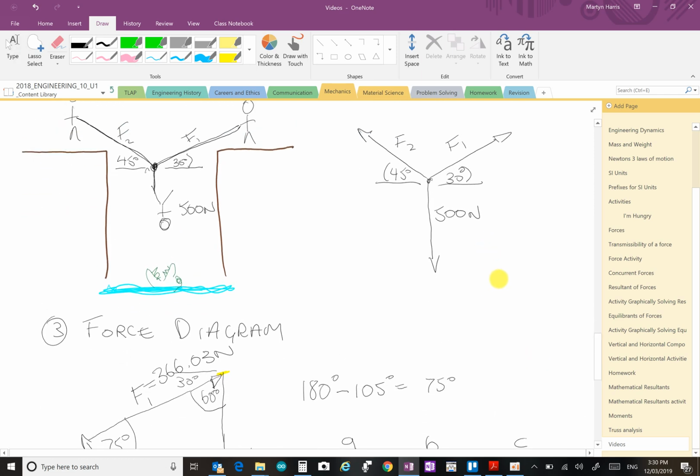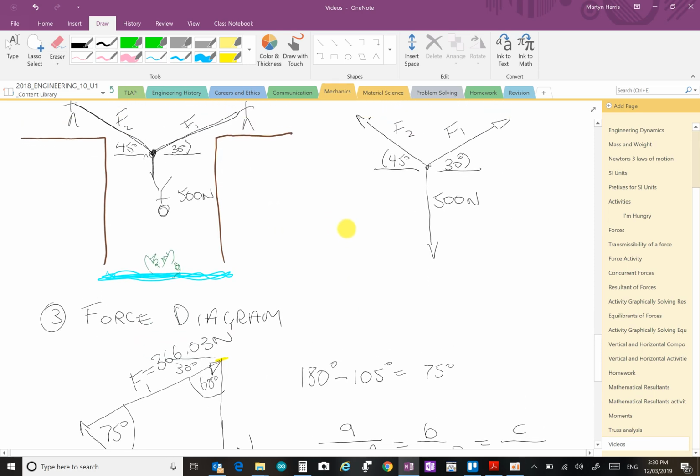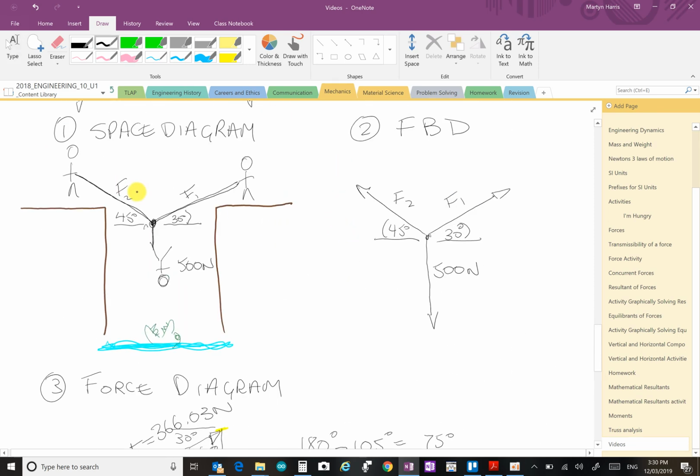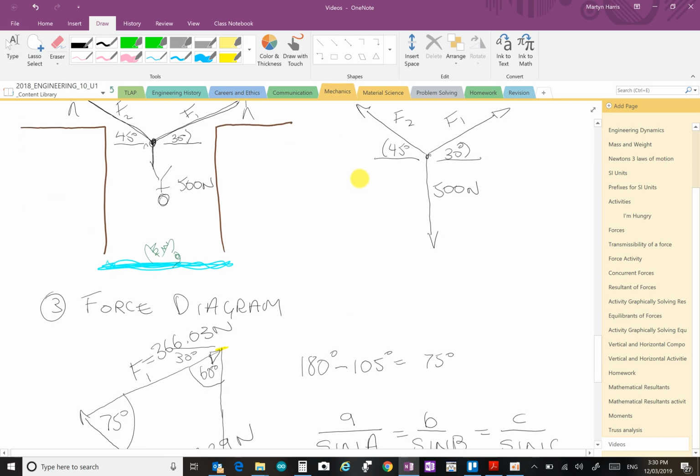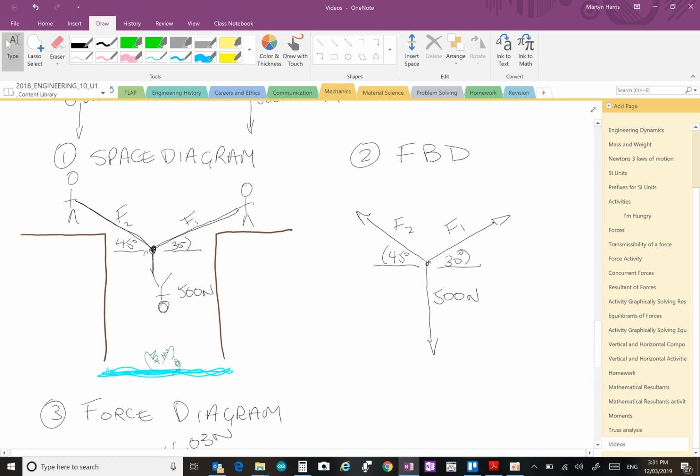So, you know, essentially this guy's holding about, say, about 37 kilos. Is that right? Yeah, force 1. And this guy's holding of Johnny's weight about 45 kilos.